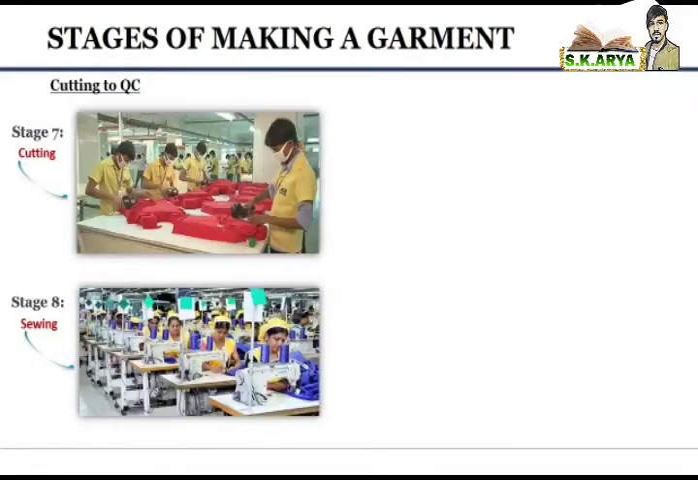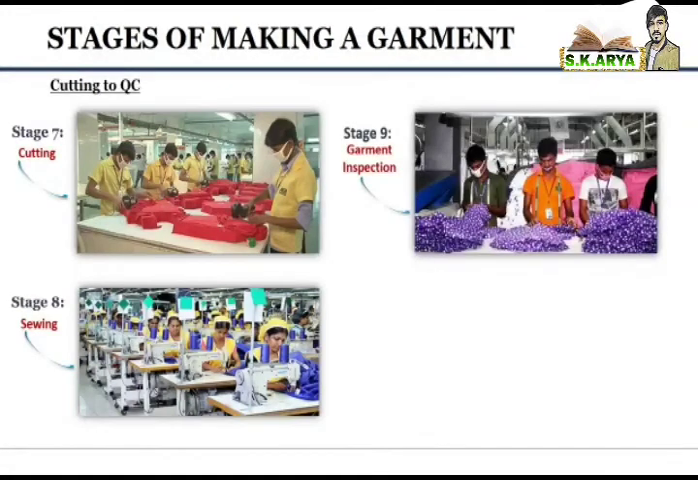Stage 8, sewing. The pieces of fabric cut into desired shapes and sizes are then stitched together to make a garment. It can be a shirt, a skirt, a t-shirt, or a trouser. There are also some finishing techniques which are carried out, such as embroidery work, fixing buttons, designing pockets, or attaching zippers. Stage 9. Garment inspection.